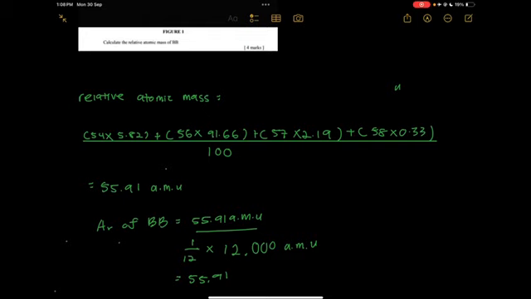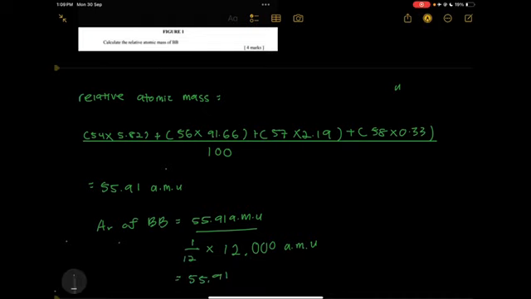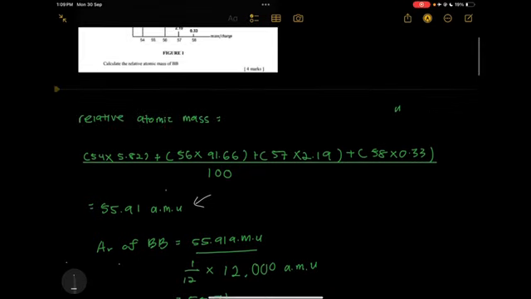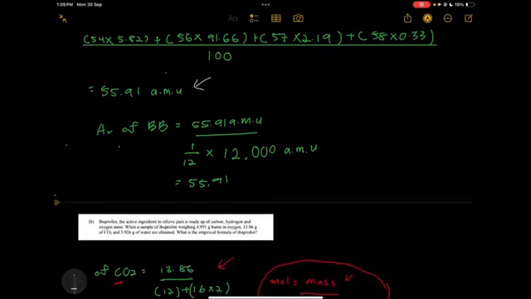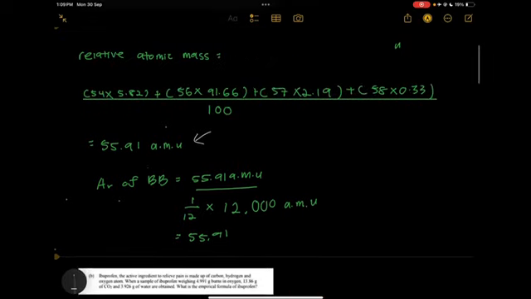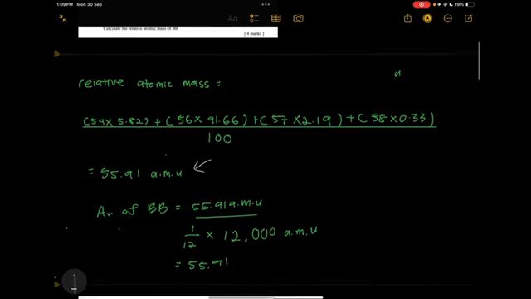Okay, so this is the question answer. So we must transfer it. So Ar of BB equals 55.91 AMU divided by 1 per 12 multiplied by 12 AMU, and we will get the answer 55.91. So this is the way to find the relative atomic mass.